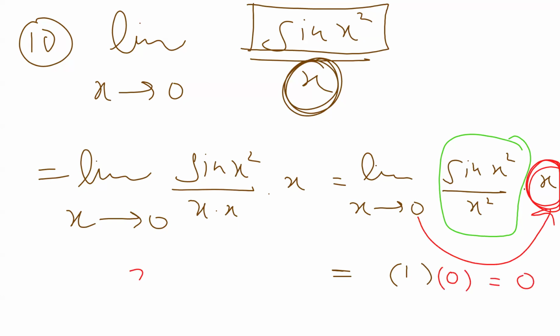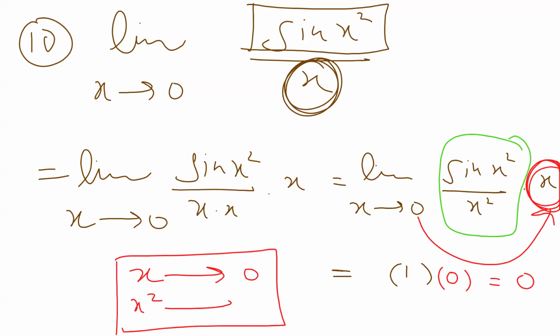One note you have to write: x approaches 0, so x square also approaches 0, because we applied the formula. That's why. Rehan, Keegan, you understood this? Yes, sir.